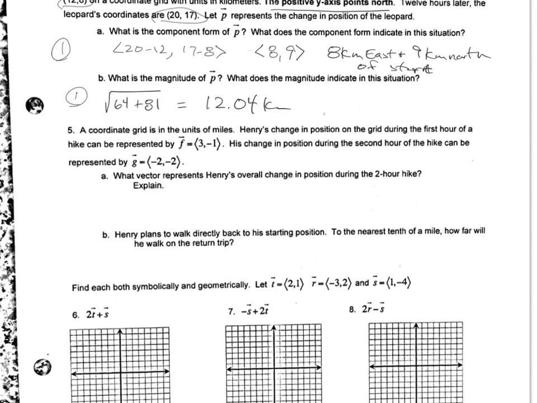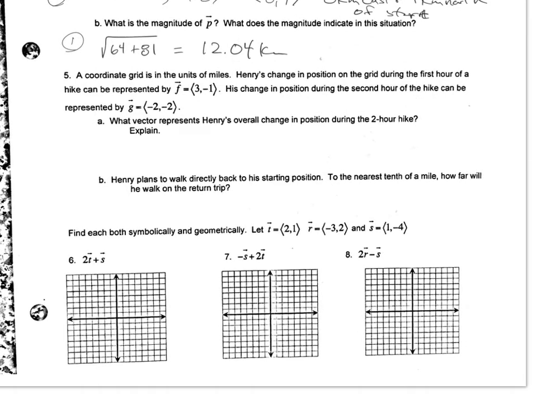So number 5 is basically the same question. It's just set up a little bit different. So we've got the first hour, and this is how it moved. He moved 3 units to the right and 1 unit down. It doesn't really give us a direction of north, south, east, or west. And so then the second hour, he moved 2 to the left, and 2 down.